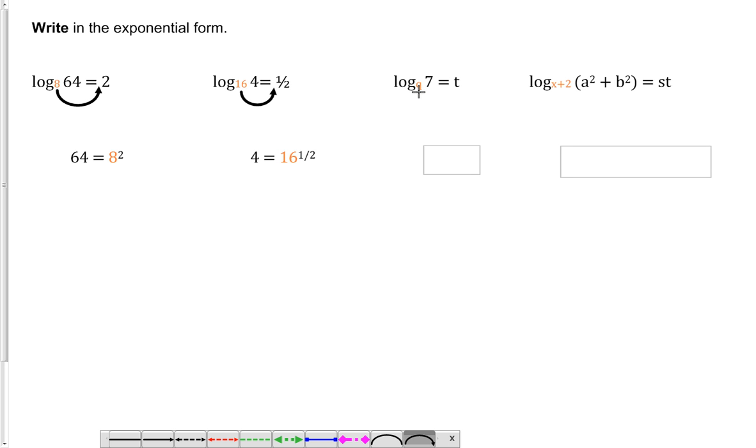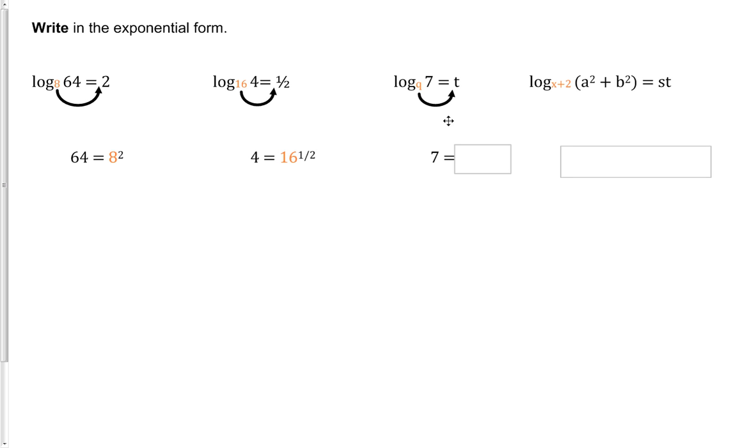Replicate that again here. We have log base q of 7 is equal to t. We take our q, we move it to the other side, and we're left with 7 equals our base q to the t power.